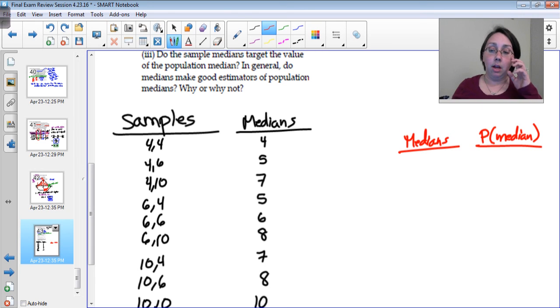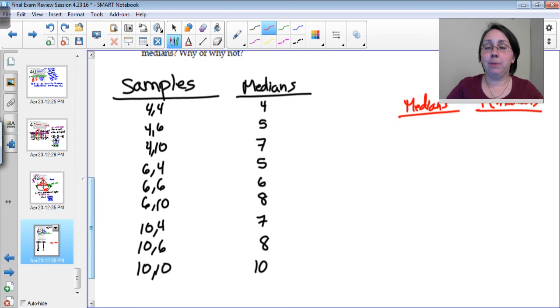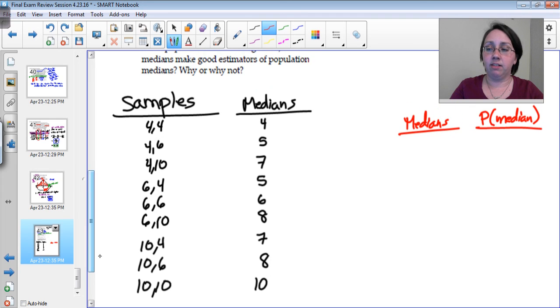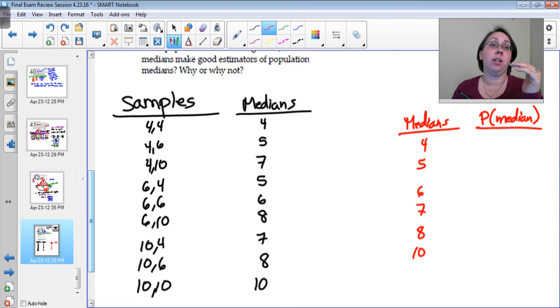Summarized. Now, by summarize, they're saying, look at your medians. What do you see happening a lot in our list of medians? Repeat. Don't repeat anymore. Write each one one time. So 4, 5, 6, 7, 8, and 10. I think that's it. Yes. How do you find the probability of each of these, though? How many times they appear divided by what? How many total samples there were.